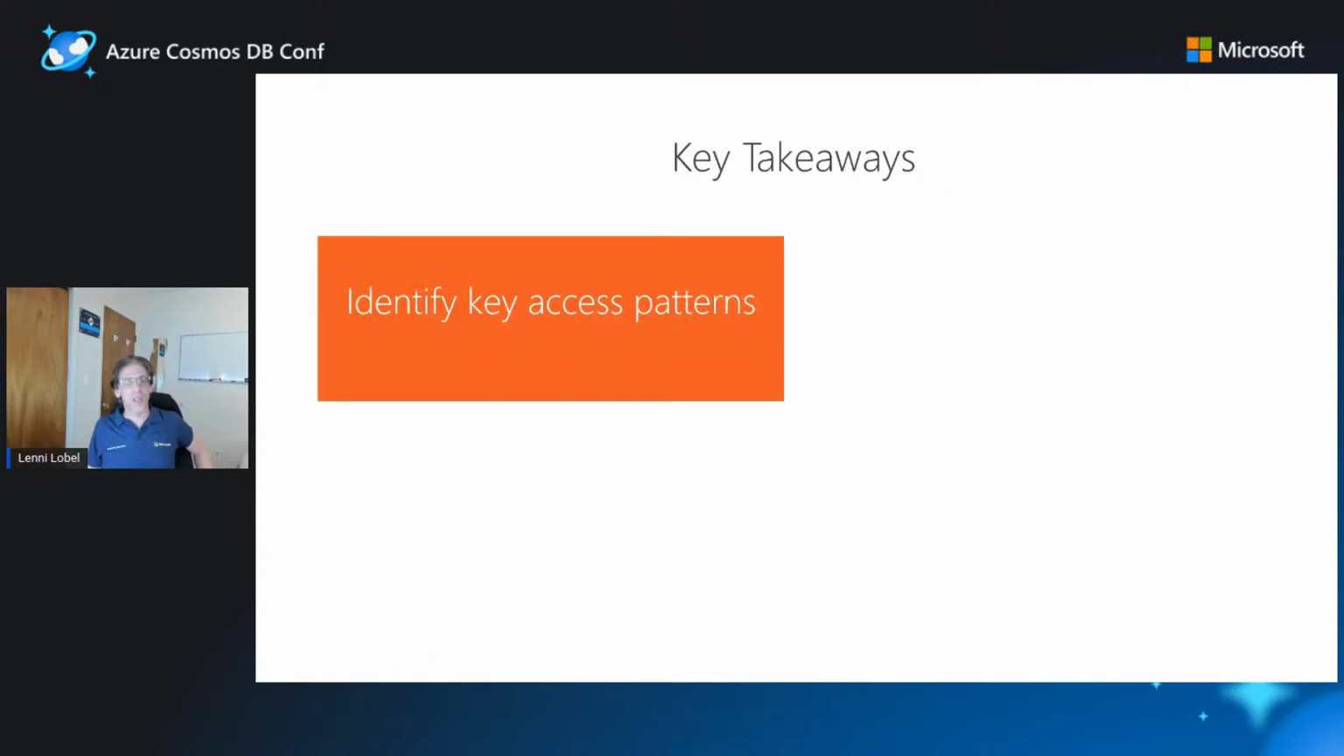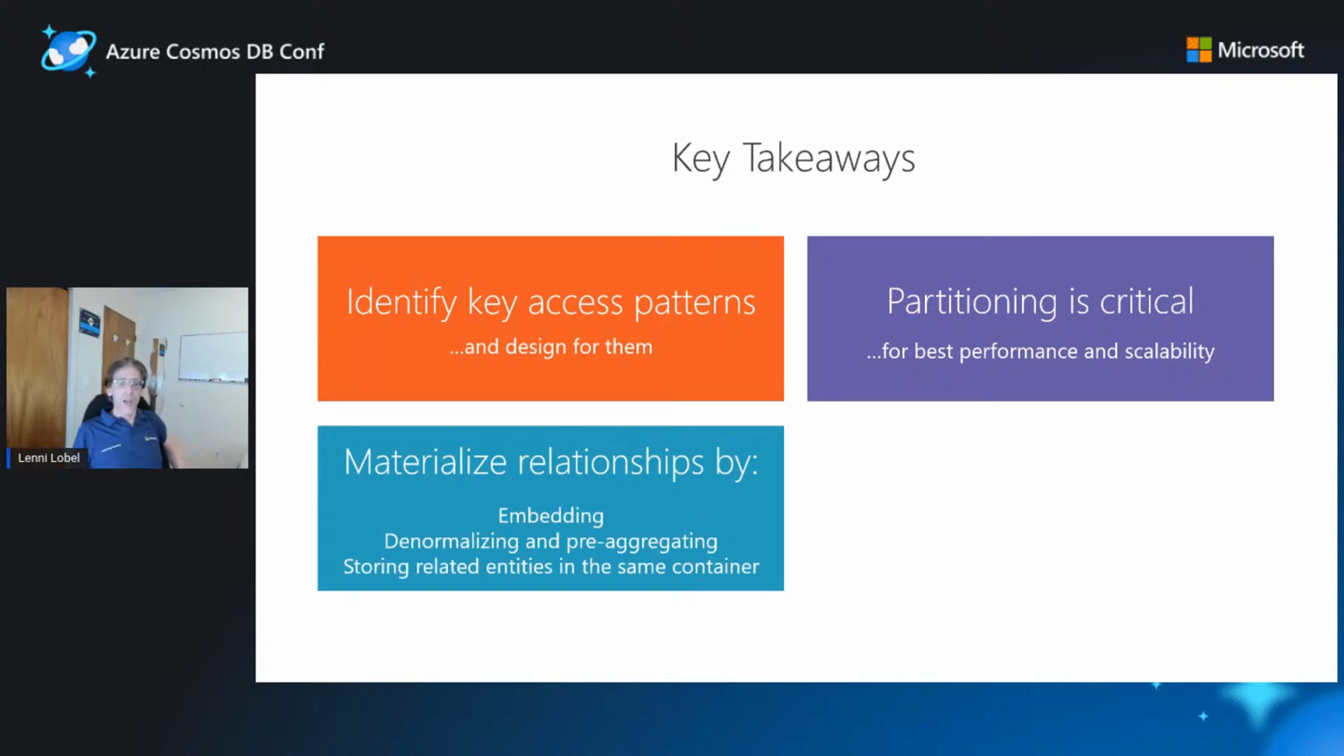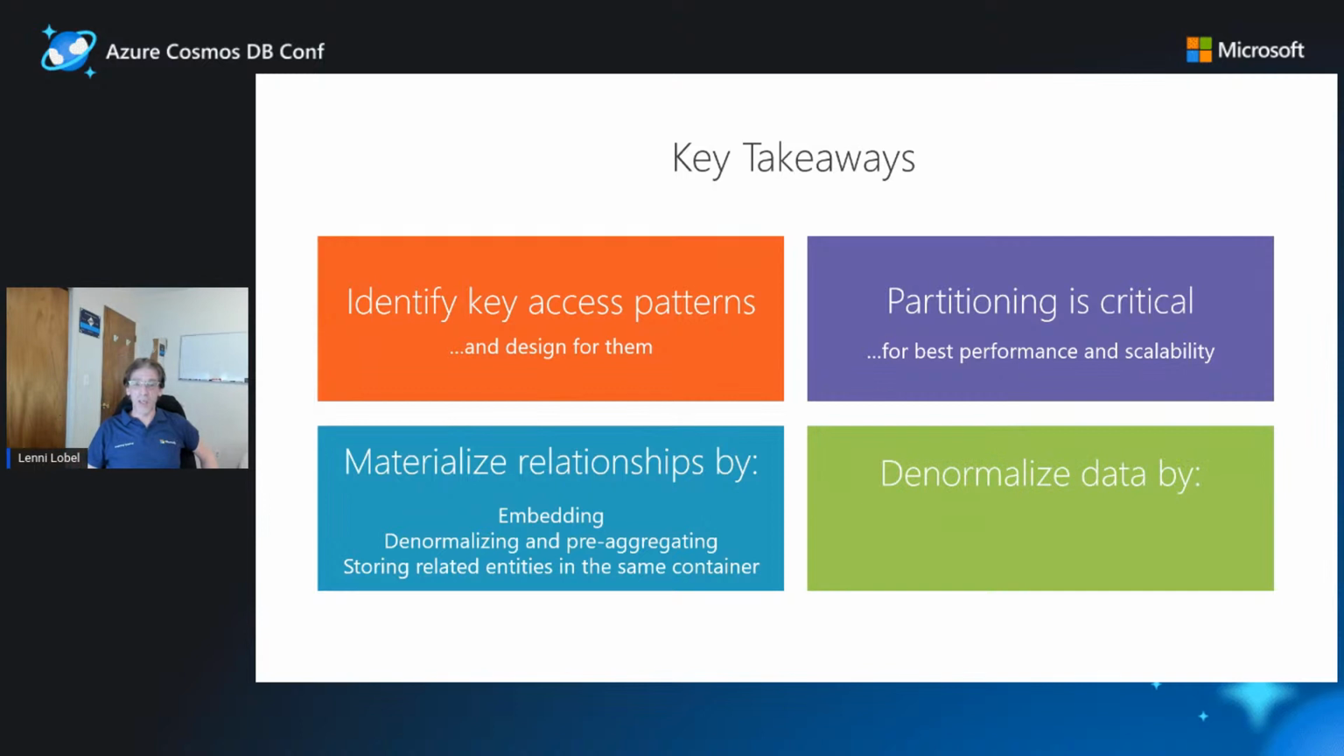The key takeaways for this session are: you really must know your key access patterns, how your database is going to be most frequently queried and written to as well, and you design for those patterns. To state the obvious, partitioning is critical. You're not going to achieve that performance and scale if you pick a poor partition key. You want uniform distribution as much as possible, both for storage and throughput. Use these techniques that I covered to materialize relationships either by embedding or by referencing through denormalization, pre-aggregating, combining different entity types in the same container if they share similar partitioning needs and similar throughput needs, and using your choice of either the change feed or transactional integrity when the updates are within a single logical partition using stored procedures as well.